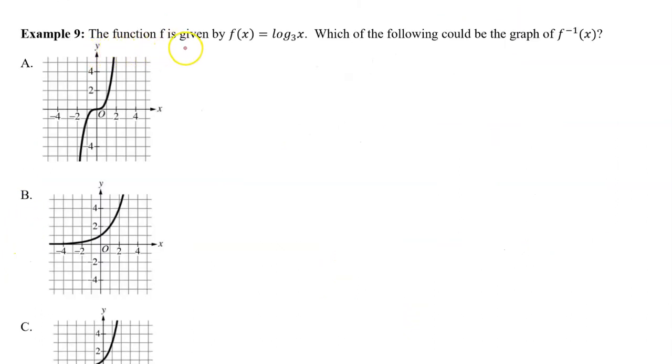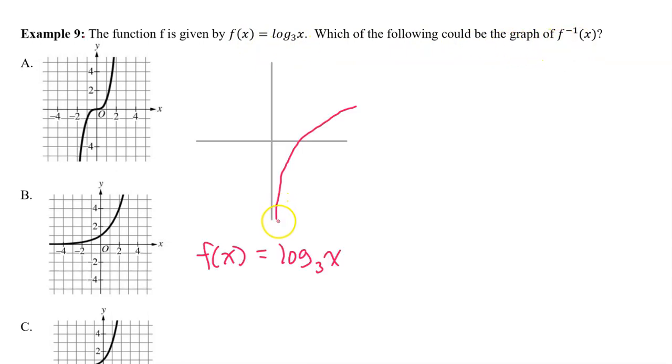Example 9. The function f is given by f of x equals log base 3 of x. Which of the following could be the graph of f inverse? The parent function for logarithmic functions looks like this. Since there are no reflections or translations, log base 3 of x is going to have this general look to it. Specifically, we have a 1 point here, which is always going to be at (1, 0).